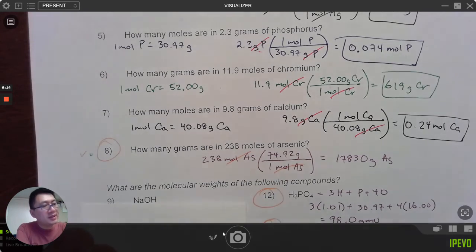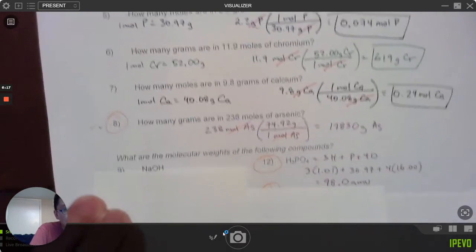Let's look at the next one. I need to move this camera thingy.